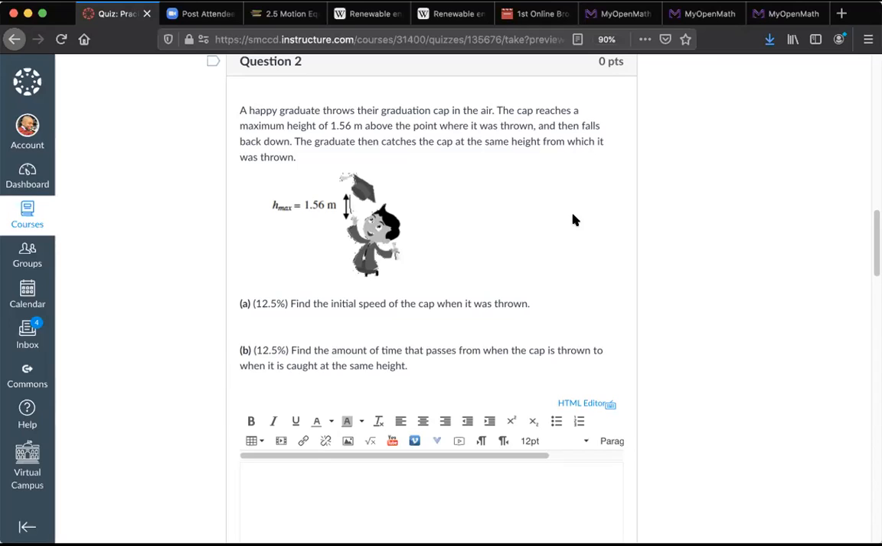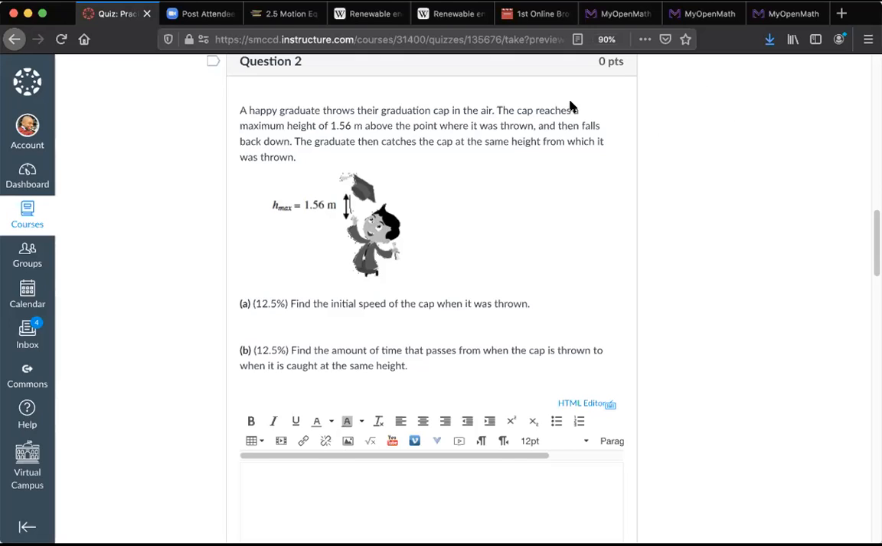So the happy graduate throws their graduation cap in the air, and the cap reaches a maximum height of 1.56 meters above the ground where it was thrown. Then it falls back down. The graduate then catches the cap at the same height from which it was thrown. So question A, find the initial speed of the cap when it was thrown. Okay, and then question B, find the amount of time that passes from when the cap is thrown to when it is caught again at the same height.